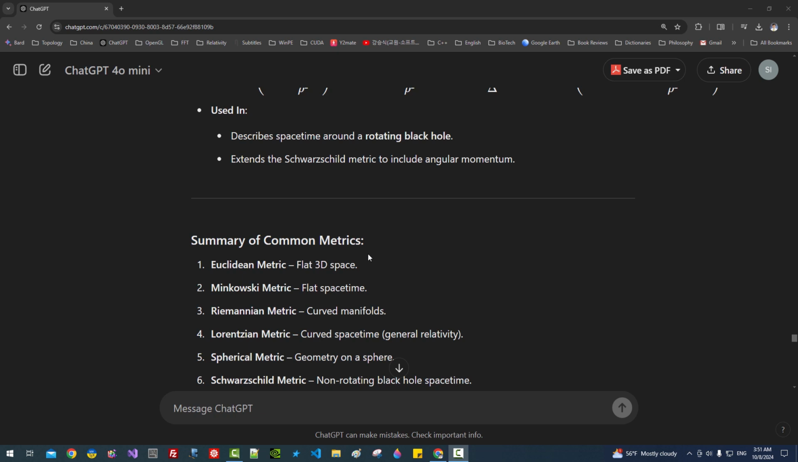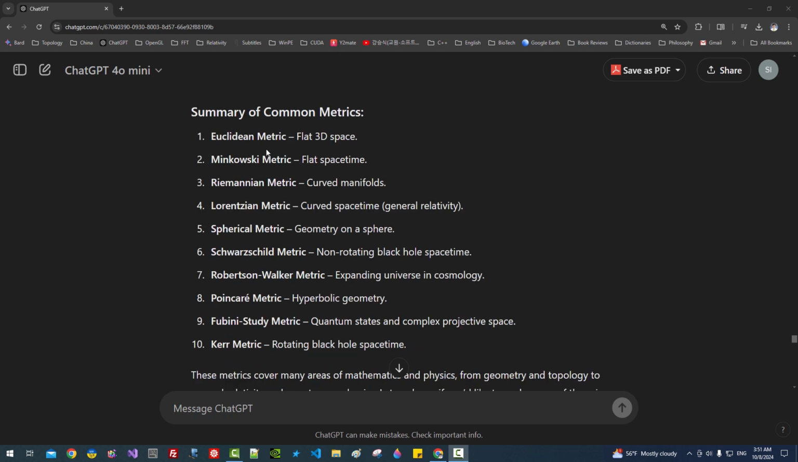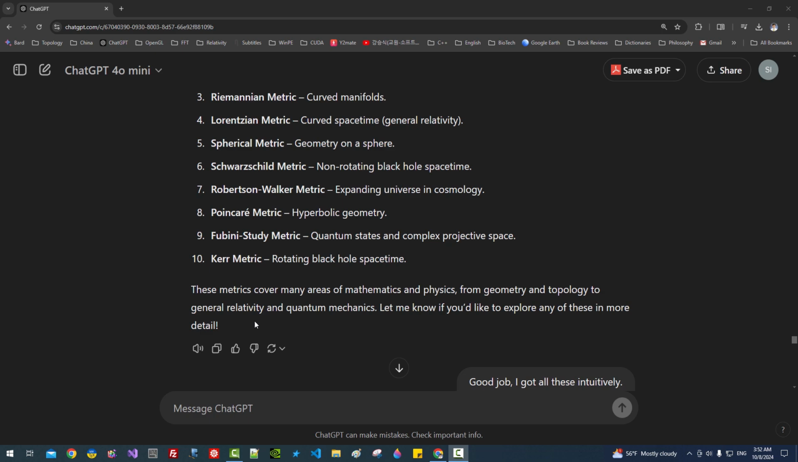Summary of common metrics: Euclidean metric, Minkowski metric, Riemannian metric, Lorentzian metric, spherical metric, Schwarzschild metric, Robertson-Walker metric, Poincare metric, Fubini-Study metric, Kerr metric. These are commonly used metrics in mathematics and physics.